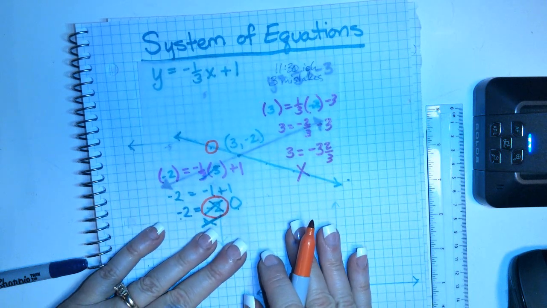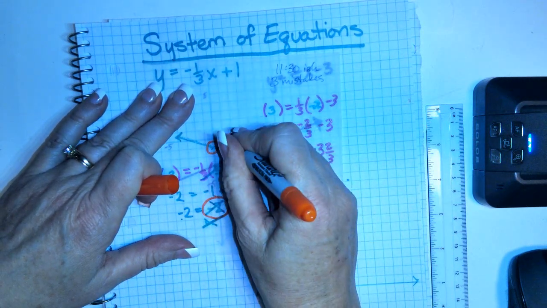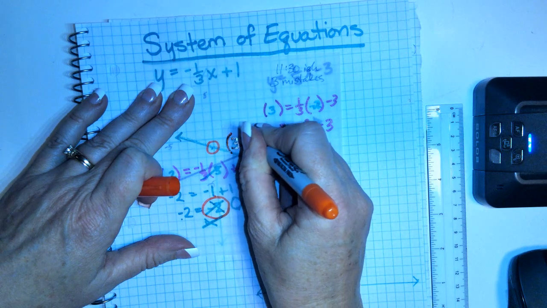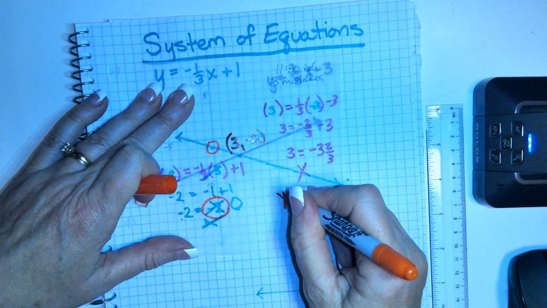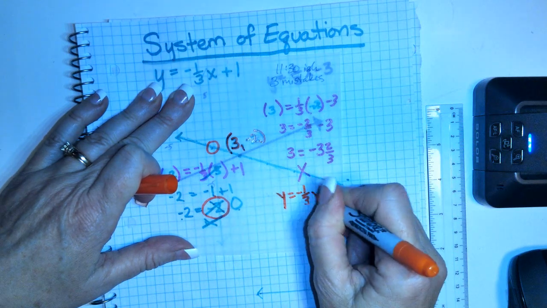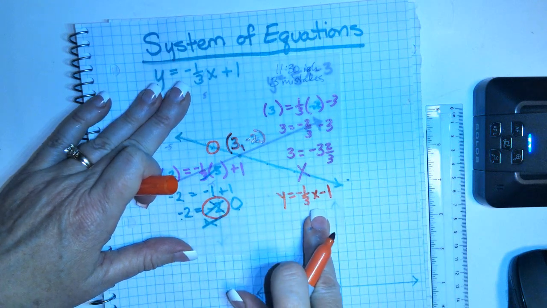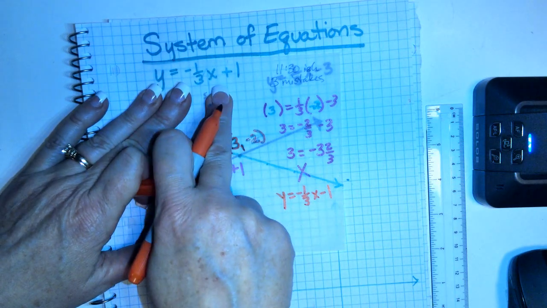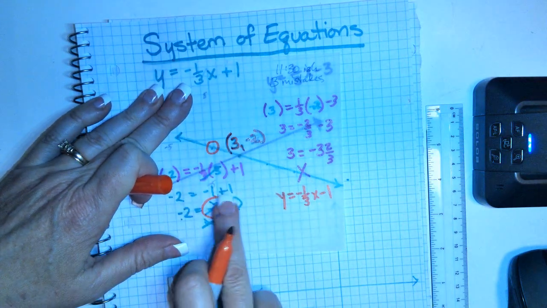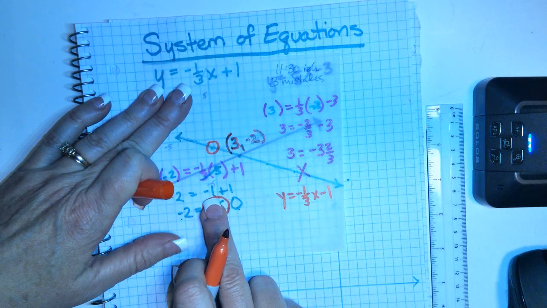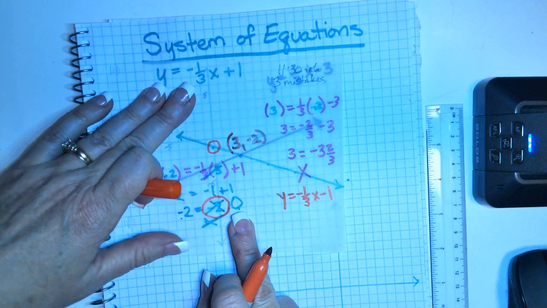When I did this, I said that my solution was 3, negative 2. And, in fact, if this had been y equals negative 1/3 x minus 1, this would be the solution for this line. But this was the wrong line for the equation I was given. So that was the first mistake. The second mistake was negative 1 plus 1 is not negative 2, it's 0.